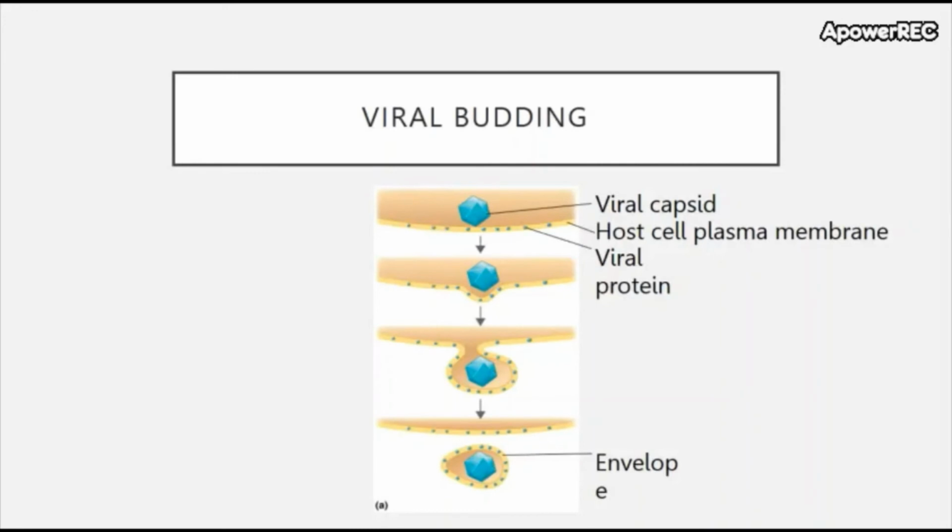And let's talk about what viral budding is. It's pretty simple. You have a viral capsid at the top of this image, and you have the host cell plasma membrane, and you have some viral proteins embedded in that plasma membrane. And that viral capsid pushes its way through the membrane and then gets pinched off so that it has an envelope surrounding the virus.